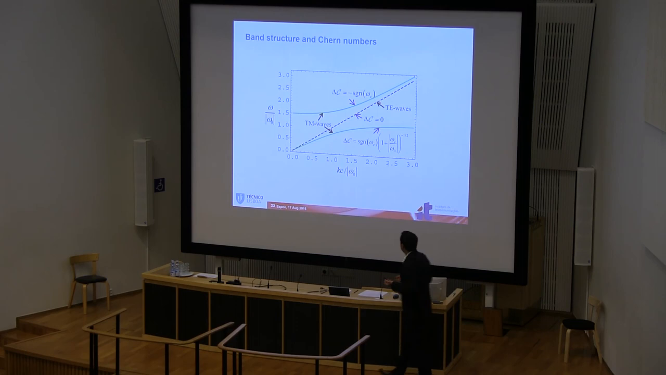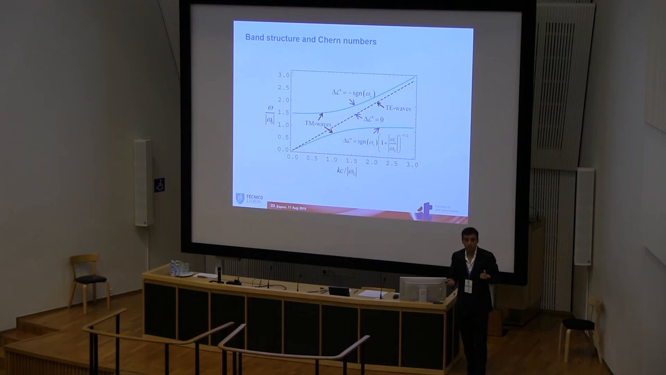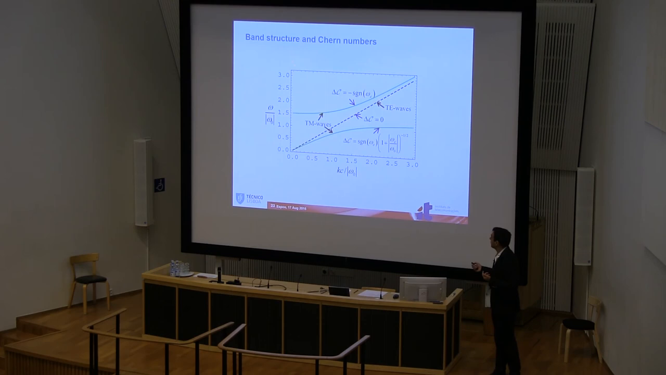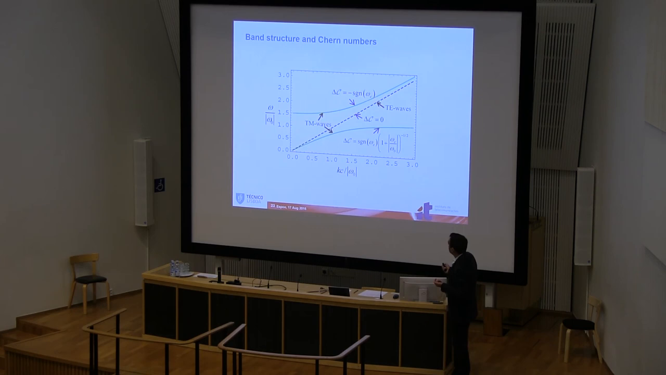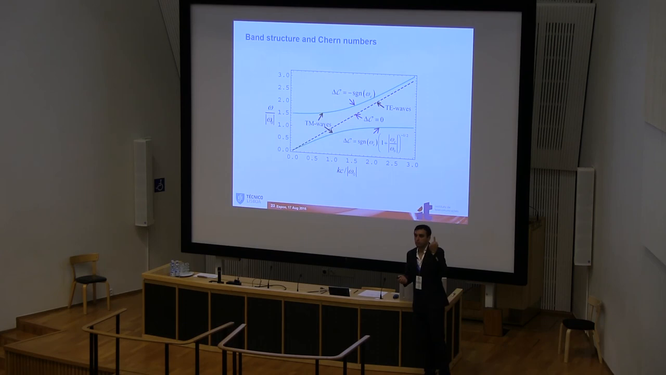Now, TM waves are the ones that are interesting because they feel the magnetic field, so they feel the non-reciprocal effects. And if you compute the Chern number for these two bands, you'll see for the top band, this one, the Chern number is an integer. And actually, it can be plus or minus one, depending on the sign of this parameter, which depends on the orientation of the magnetic field. So if it's up, for example, it's minus one. If it's down, it's plus one. So this one is fine.